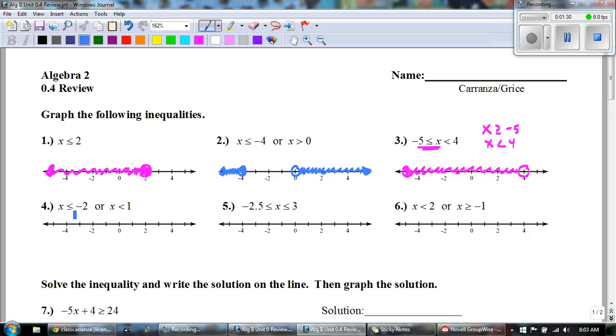Okay, for number 4, x is less than or equal to -2, or x is less than 1. So that one's a special case and everything's going to the left. That happens from time to time.